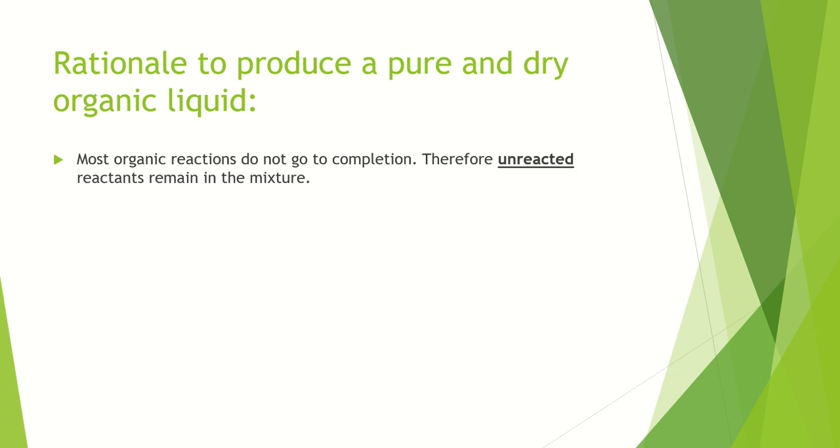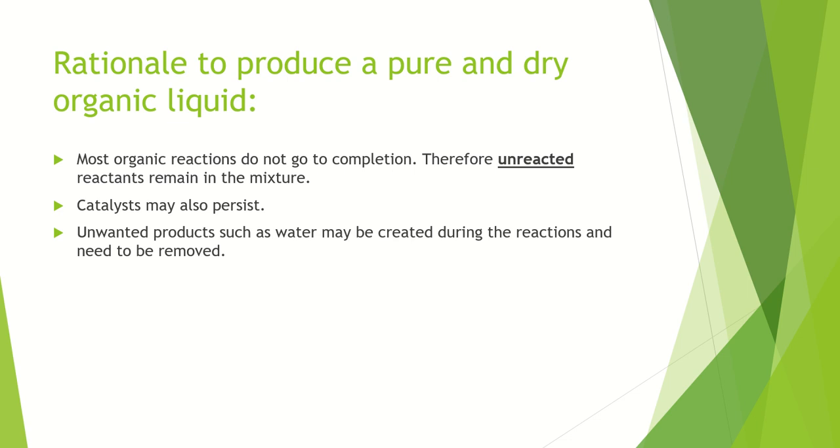So let's look firstly at how or why we would want to make a pure dry organic liquid. Well, when you carry out many organic reactions, most of them don't go to completion. And if you think about it, that means that you will have unreacted reactants in your final product. Now, if you're making a pure dry anything, you cannot have reactants in there contaminating your final product. You may also have catalysts in there. Catalysts can persist because remember the catalysts are regenerated during a reaction, so they will be there at the end. You don't want your catalyst in your final product.